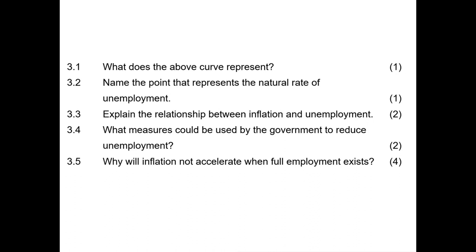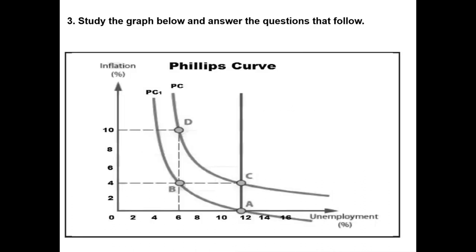So 3.5 is for 4 marks. Why will inflation not accelerate when full employment exists? For us to answer this question, we need to actually understand this graph. We need to understand that inverse relationship, that if inflation is high, unemployment decreases. If inflation is low, we have high unemployment. So why will inflation not accelerate when full employment exists?